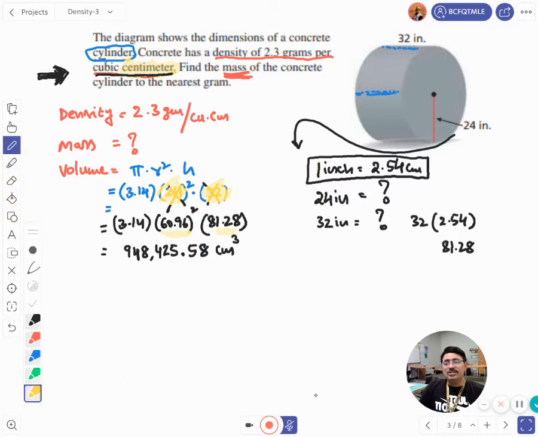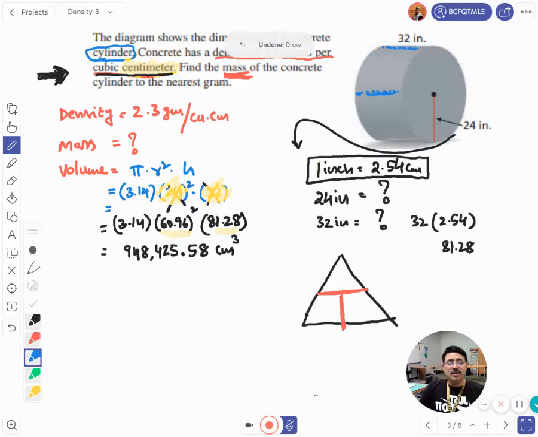Next, let's talk about how to compute mass. Do you remember in my previous classes I explained the magic triangle? Inside the magic triangle, you draw the English alphabet T. Density equals mass per volume.